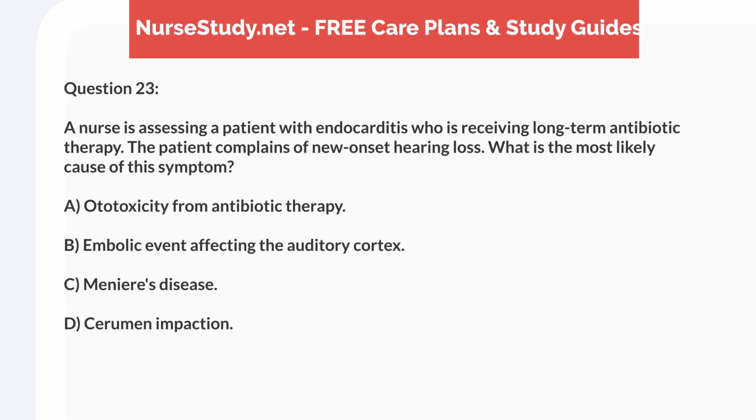Question 23. A nurse is assessing a patient with endocarditis who is receiving long-term antibiotic therapy. The patient complains of new-onset hearing loss. What is the most likely cause of this symptom? A. Ototoxicity from antibiotic therapy. B. Embolic event affecting the auditory cortex. C. Meniere's disease. D. Cerumen impaction.